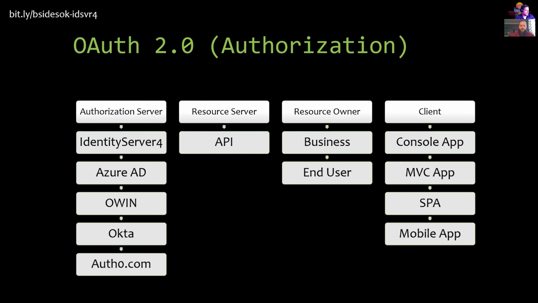Then next we have the client. That could be a console or a Windows service or any kind of application like that. Then you have an MVC application, which will have an API built in with the front end. Then a SPA, single page application, or a native mobile application.